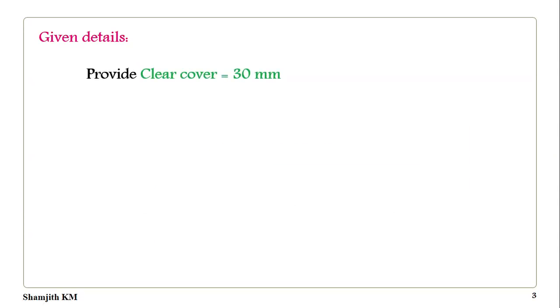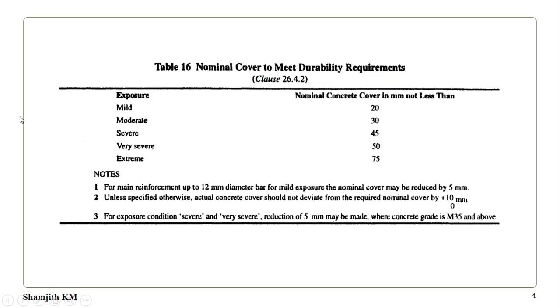We have given the following details. We can find the clear cover as 30 mm from the given data, exposure condition moderate. It is given in IS 456 page 47, Table 16. We have the exposure condition and the nominal concrete cover in mm. If it is mild exposure condition, we will be providing 20 mm clear cover or nominal cover.